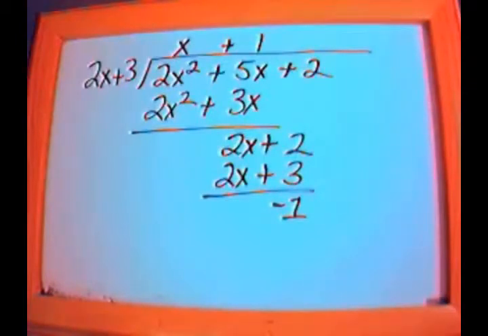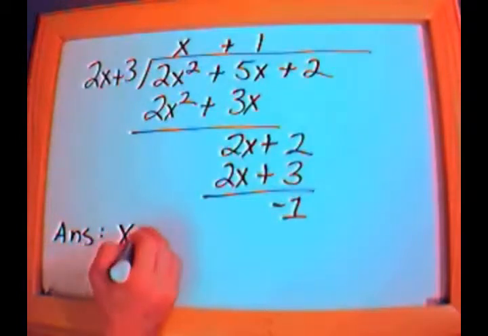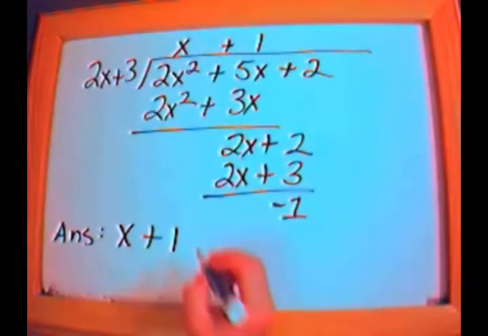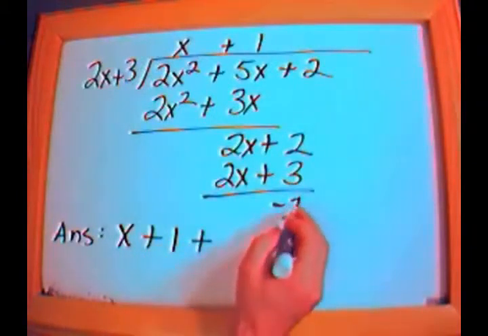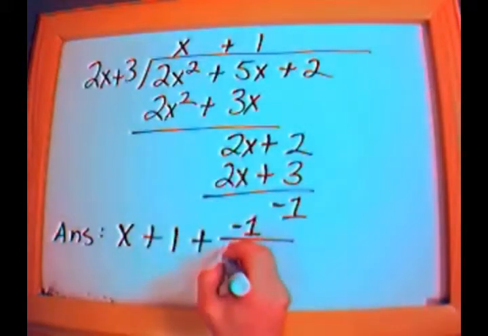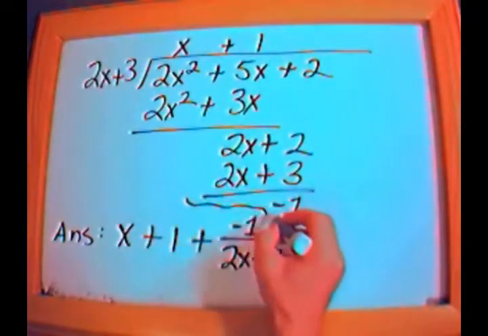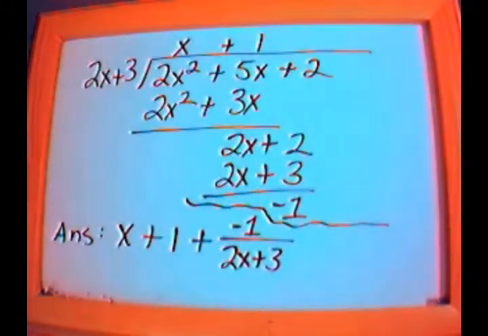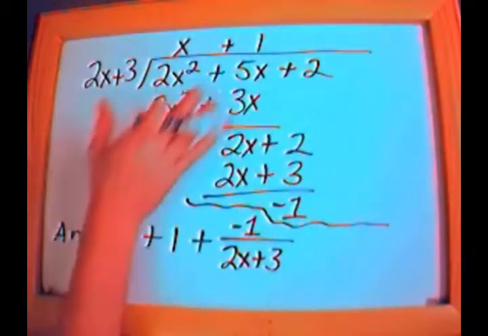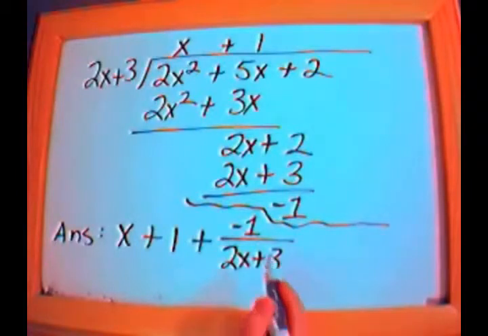So the way you write this in algebra, the answer to this problem is x plus 1, and then at the end, you add the remainder, which is negative 1, divided by what you divided by here, 2x plus 3. And if you remember, that's exactly what we did with the numbers. The answer was the number up on the top plus the remainder divided by the divisor, and that is the answer to the problem.